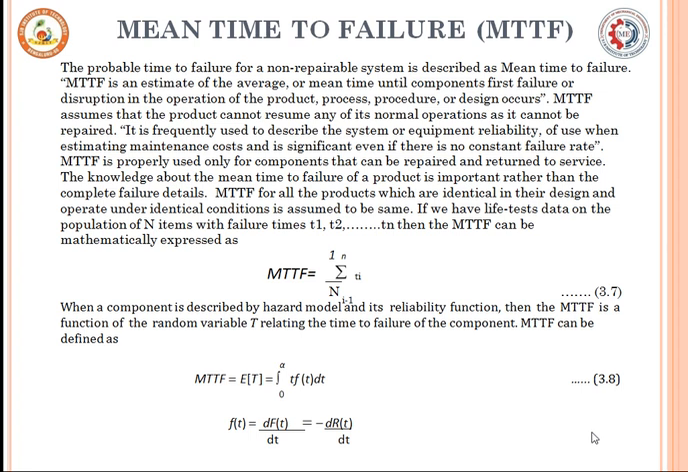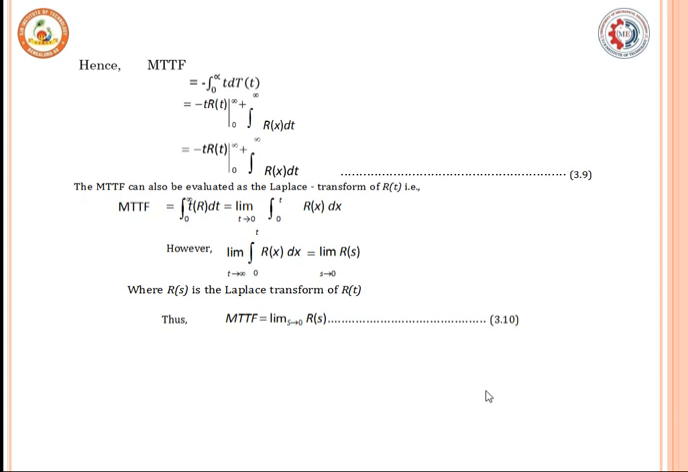functionality with respect to time. So f(t) is equal to dF(t)/dt, that is equal to minus dR(t)/dt. Like this you can take the MTTF function in terms of reliability. If you integrate further with respect to t from 0 to infinity with the negative term, you are going to get the MTTF expression in terms of reliability, the Laplace transform in terms of R(t).